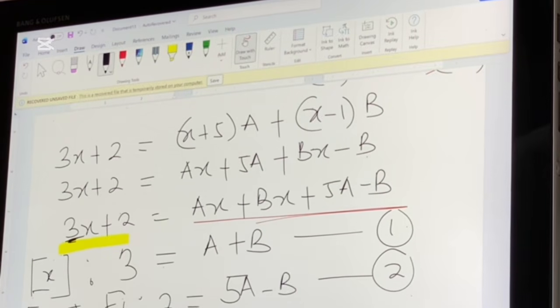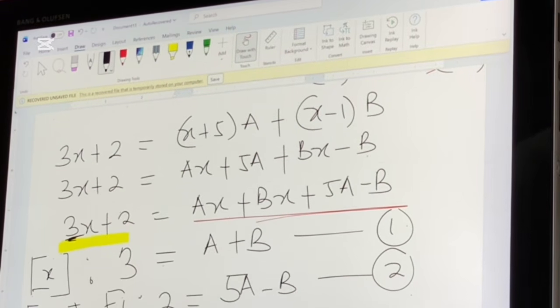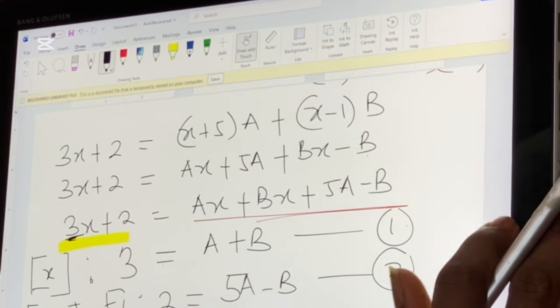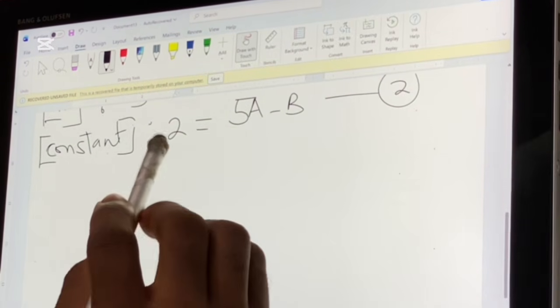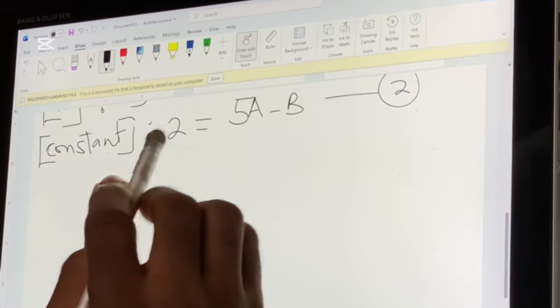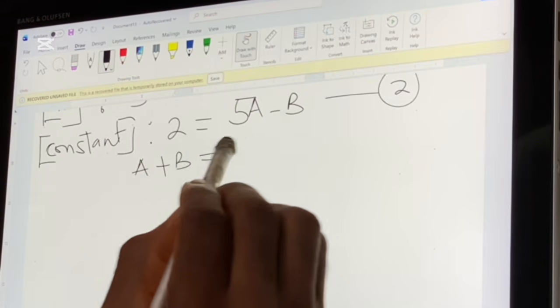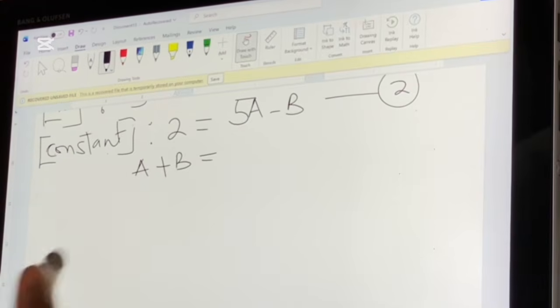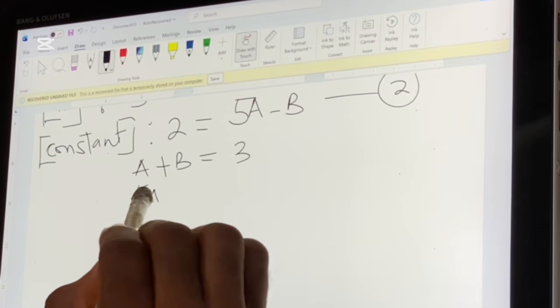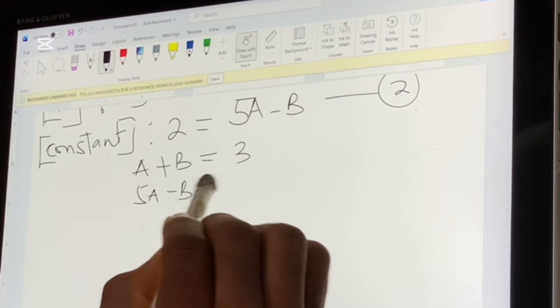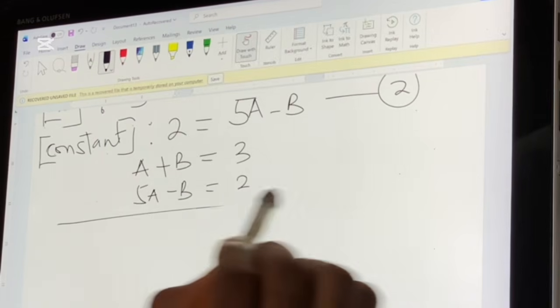Please take note. So we have equation 1 and equation 2, and we are asked to solve for the unknown. The unknown is a and b. Whenever you have equation 1 and equation 2 and you are asked to solve for the unknown, we use simultaneous equations. So we have a plus b equal to 3 and 5a minus b equal to 2. I'll draw a line like this.